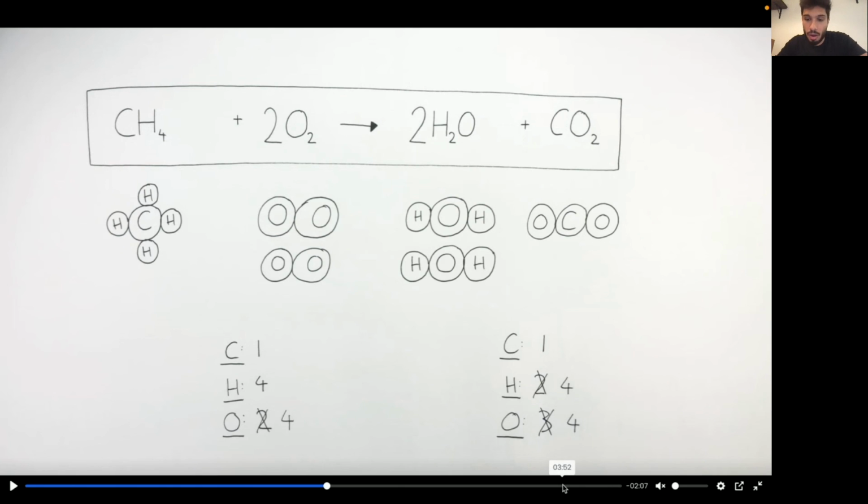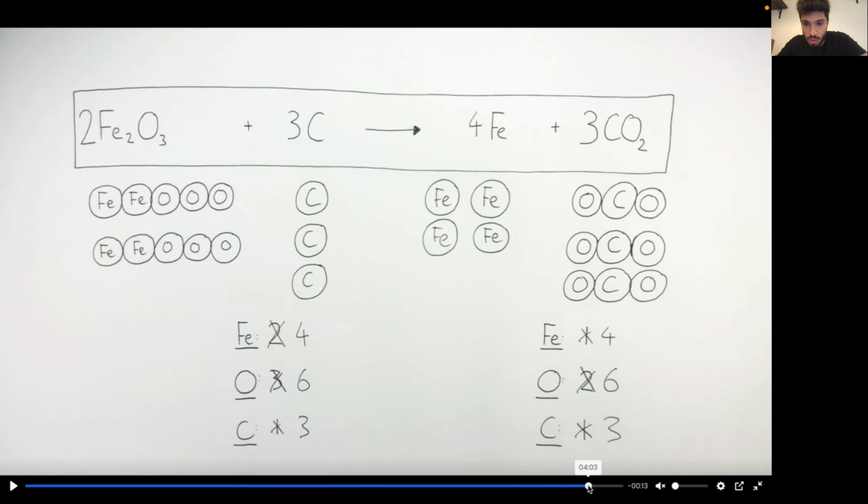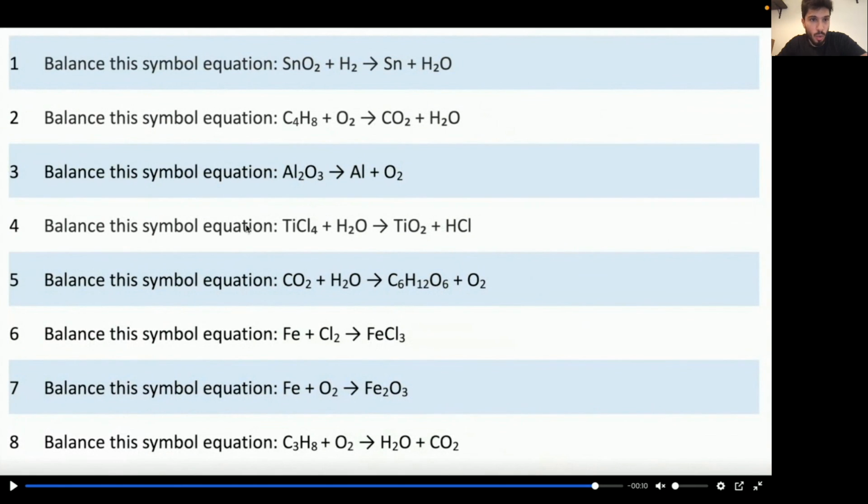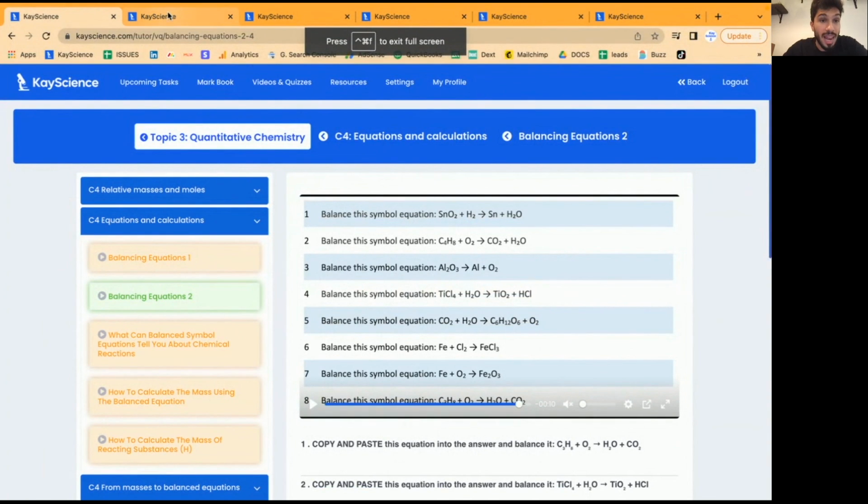Now, at the end of this video, there are loads and loads of balancing equations that you can balance, followed by the answers. To be honest, you can find a lot of symbol equations to balance on the internet. So we're not going to focus on that. Let's now move on.